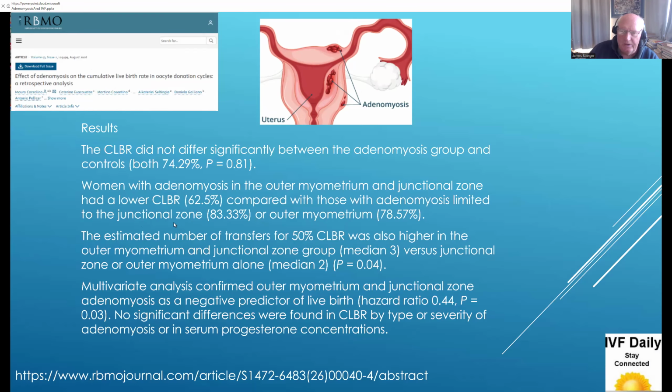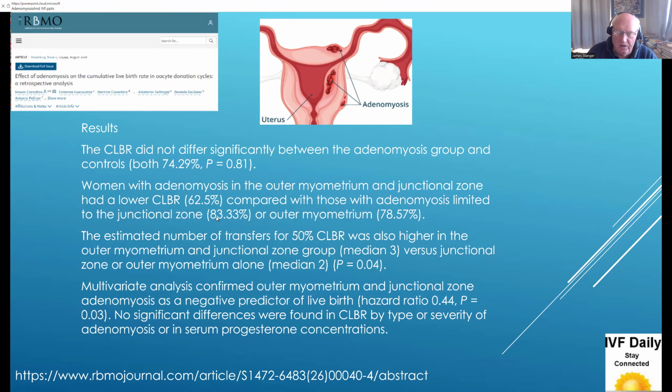Sorry, let me go back and repeat that. Women with adenomyosis in the outer myometrium and the junctional zone had a lower cumulative live birth rate, 62%, compared with those with adenomyosis limited to the junctional zone or the myometrium. So in other words, if you have a bit of adenomyosis in any one place, it doesn't seem to make a lot of difference. But when you have it in more than one place, it seems to affect it.